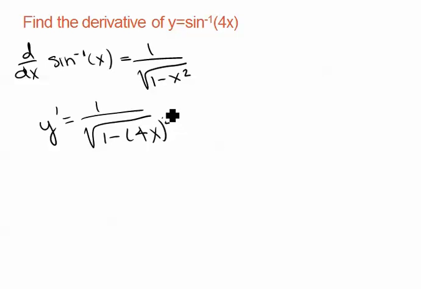Okay, so the first thing to notice is that the whole quantity 4x is squared. 4x quantity squared means I'm squaring the 4 and the x. So in other words, this would actually be 16x squared. Make sure you don't make that error. And then we're going to multiply this by the derivative of the inside. Okay, our inside is 4x. The derivative of 4x is 4.